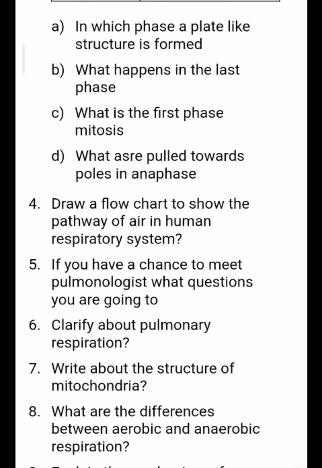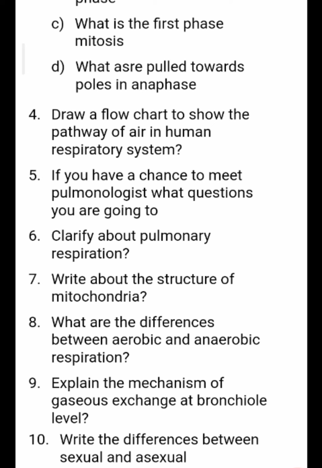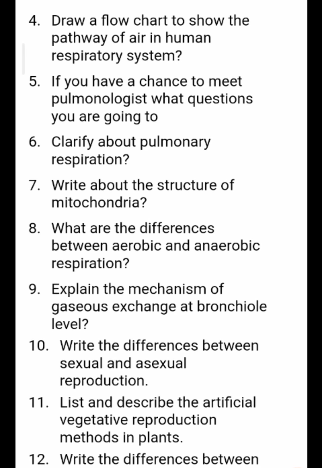Next, draw a flow chart to show the pathway of air in the human respiratory system. If you have a chance to meet a pulmonologist, what questions are you going to ask? Next, clarify about pulmonary respiration. Write about the structure of mitochondria. What are the differences between aerobic and anaerobic respiration? Explain the mechanism of gaseous exchange at bronchial level.